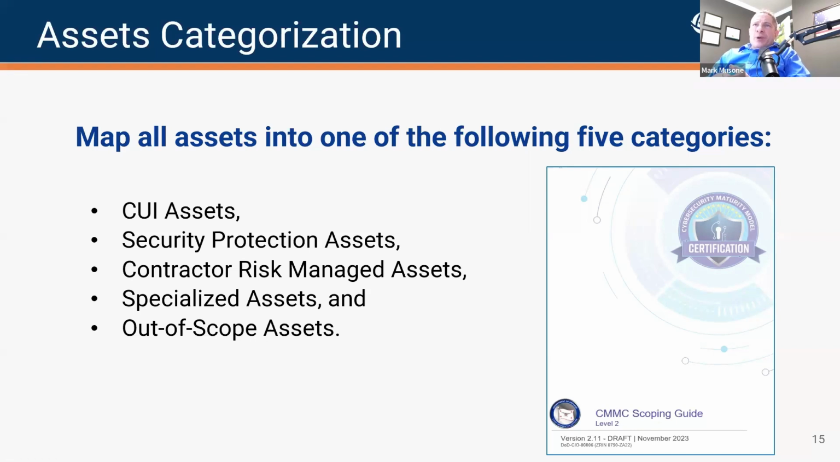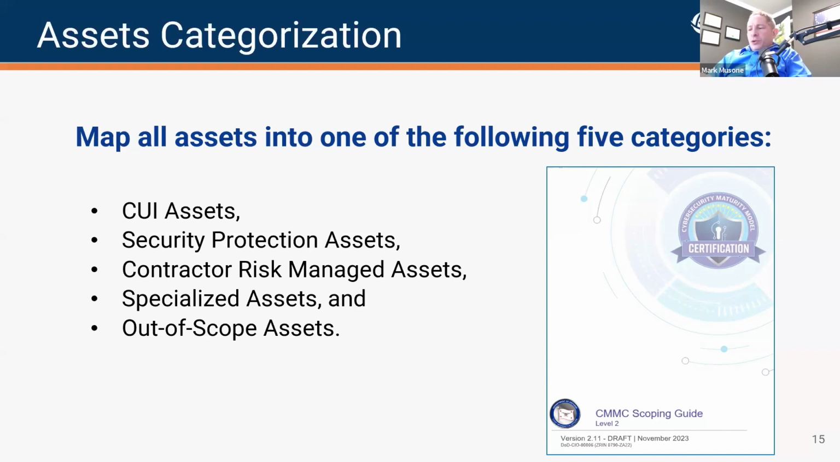So we have the asset categorization. I talked about there are 5 different categories, 5 different asset types. The asset types are what's called CUI assets, security protection assets, contractor risk managed assets, specialized assets, and out of scope assets. I'm going to get to them all in the next slides. But these are the 5 different asset categories. When you are scoping, I mentioned earlier about having an inventory of all your assets. Part of that inventory should frankly be a column in which you specify what type of CMMC asset category it is.